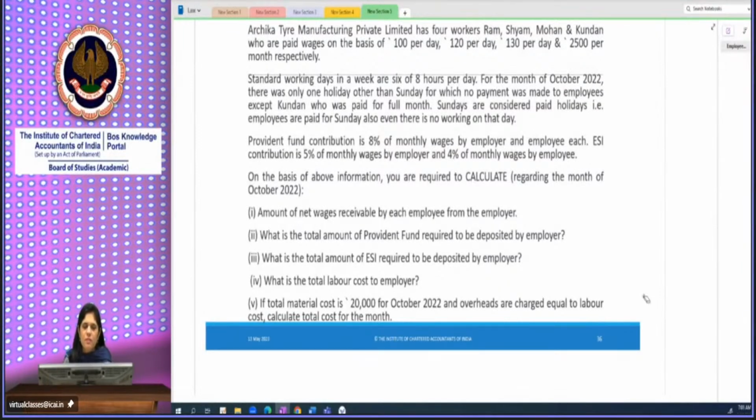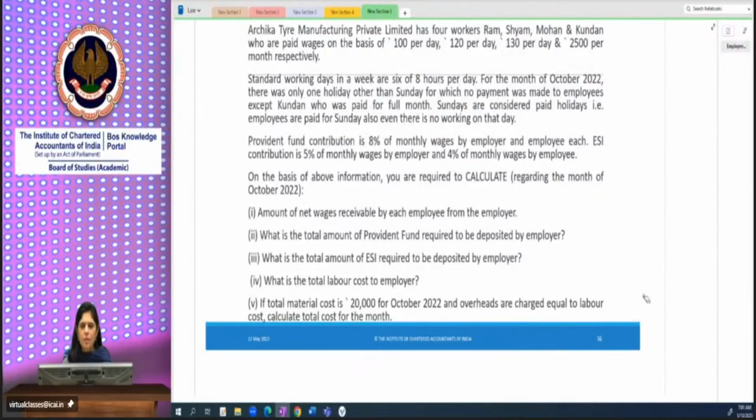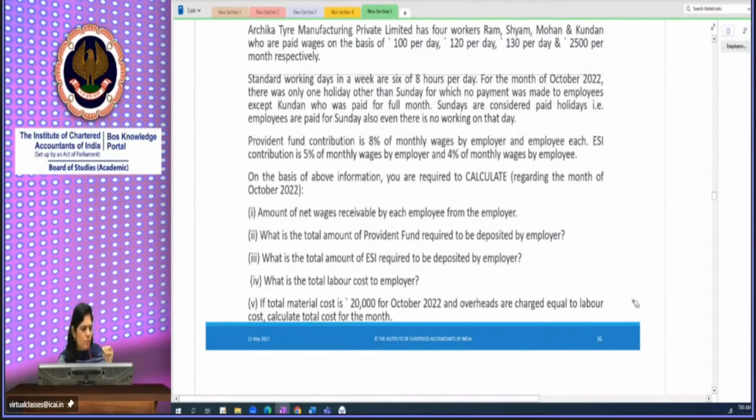I hope you have taken note of this illustration. We can start with it to understand it again. It's just a warm-up illustration so that we brush up the concepts which we did in the first session. In this question also, you have to calculate the earnings and the cost to the organization. So let's start this question. Try to understand the question before you solve it.